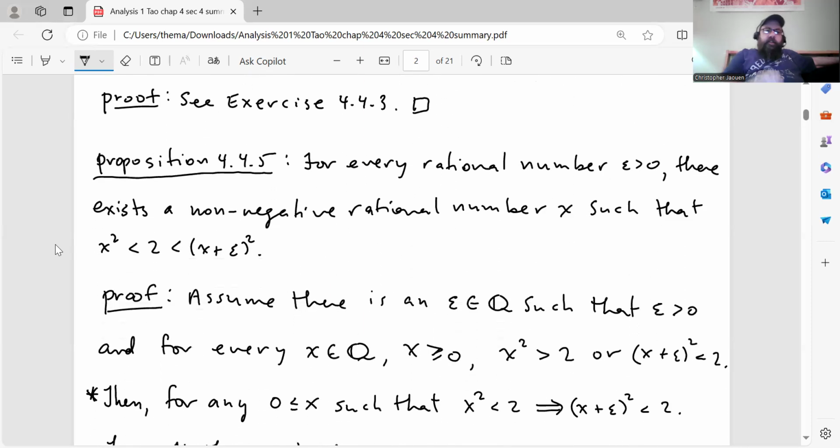Okay, proposition 4.4.5. For every rational number epsilon greater than 0, there exists a non-negative rational number x, such that x squared less than 2 less than (x plus epsilon) squared.